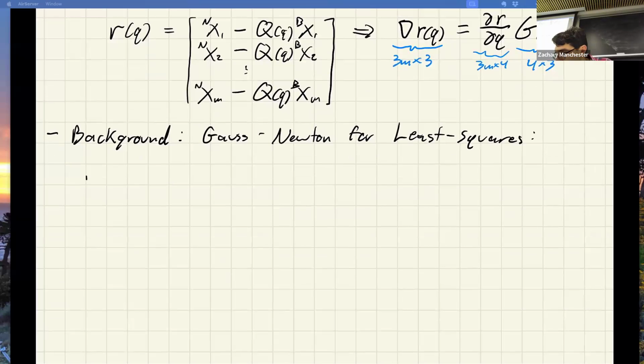So the least squares problem, you can sum it up as min. Oh man, I went RL there for a second.